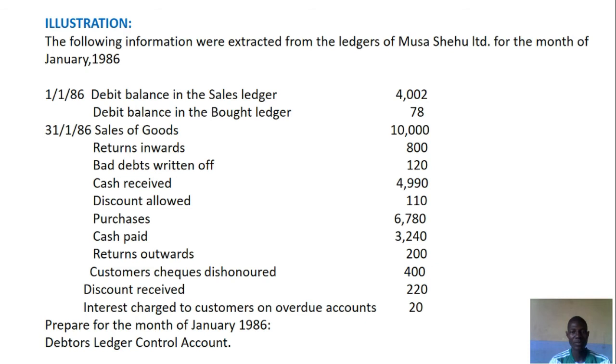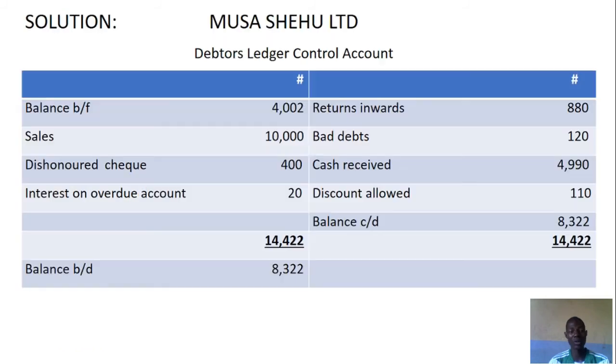Note, we have other items we did not use deliberately because we don't need them in our debtors ledger control account. Like debit balance in bought ledger, we don't need it. We'll take that to our bought ledger or our purchases ledger control account. Then we did not use discount received because it's an item in the creditors ledger control account. We did not also make use of returns outward because they are all items for creditors ledger control account. Now, we are done with the items.